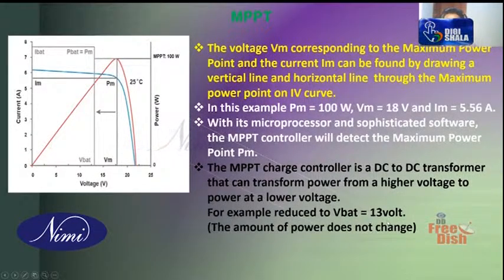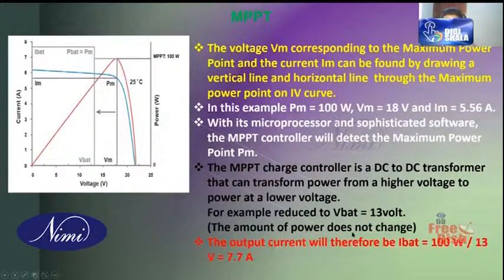13, yeah, 13.5. So after the voltage is reduced from 18 volt to 13 volt, what will happen to the current? We all know 100 watt power divided by voltage, you will get the current. So it is 7.7 ampere current. Okay, so your DC to DC converter is giving you 13 volt only, like the earlier PWM system, but your current is increased from 5.56 to 7.7 ampere. So your battery is getting more charge.